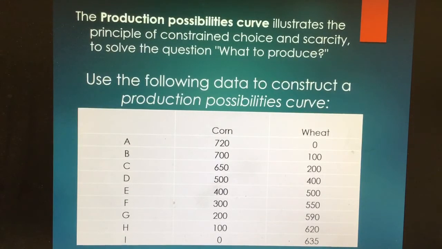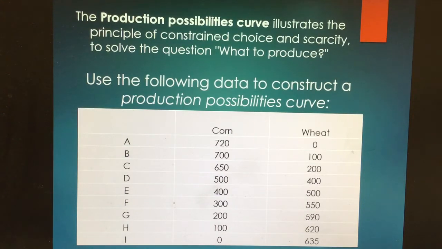We continue in our discussion of the production process and the production questions by considering what's called the production possibilities curve. The PPC, or production possibilities curve, illustrates the principle of constrained choice and scarcity to address the question, what should we produce?